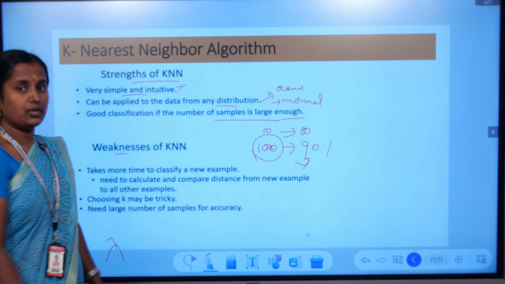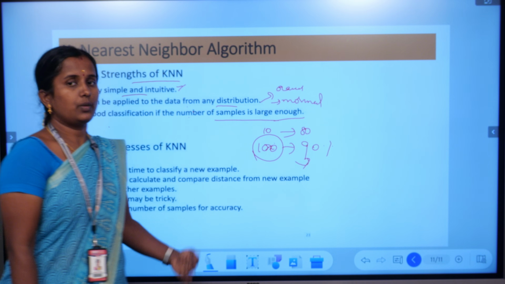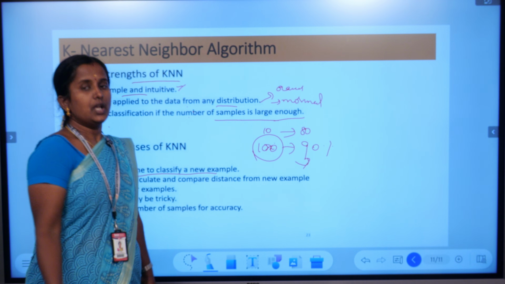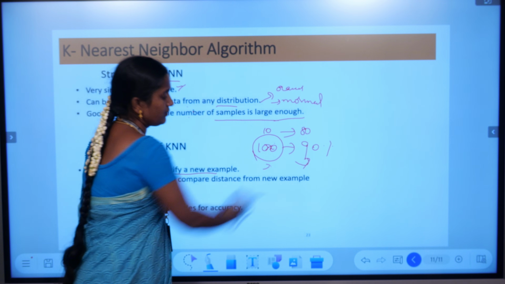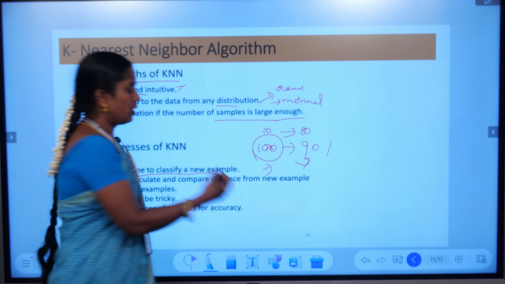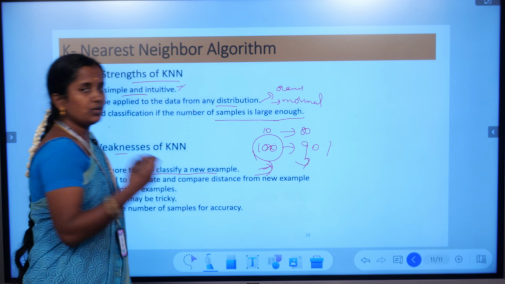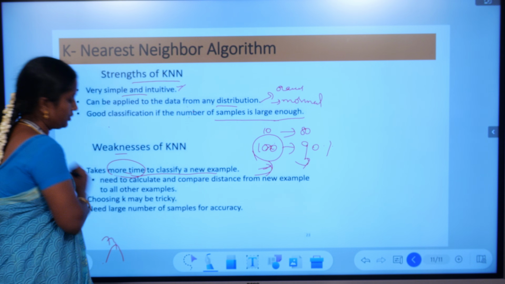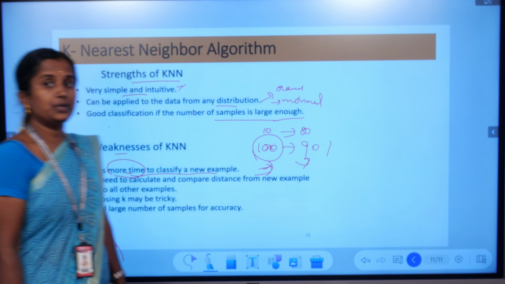Coming to the weakness of KNN. What are the disadvantages or weaknesses of KNN? It takes more time to classify a new example. If we have 100 classes, we have to compare the distance for all the 100 classes, which is a time-taking task. So it will take more time to classify a new example.